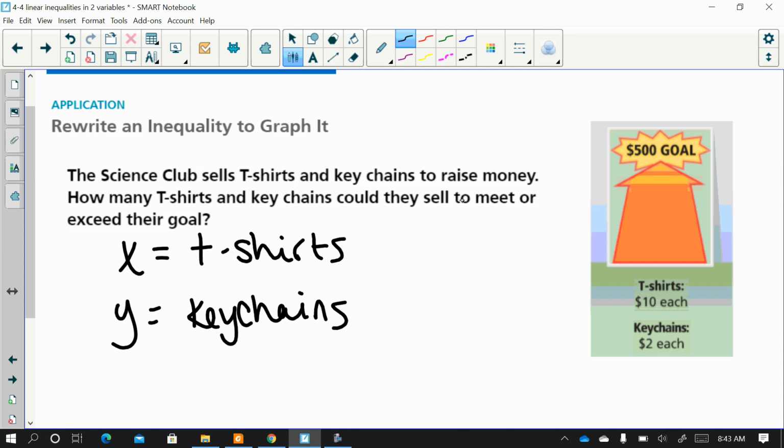Okay, so they want to meet or exceed their goal. Well, the goal is 500. If I meet the goal, I'm equal to 500. If I exceed their goal, I'm greater than 500. So I want to be greater than or equal to.